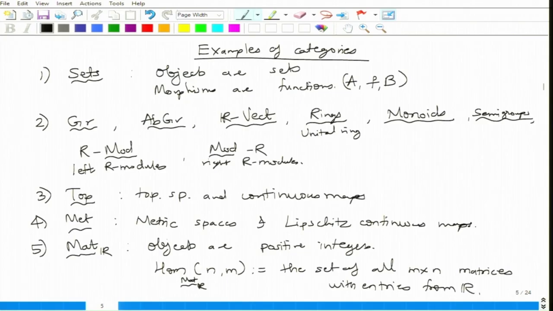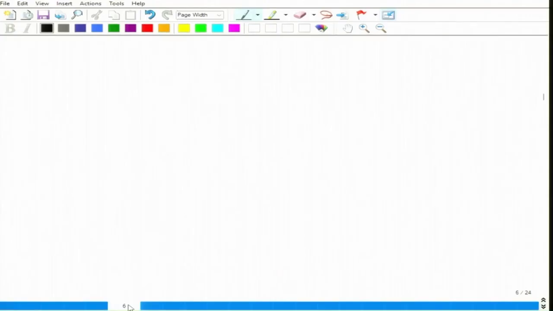Now, this example I have included to show you that not everything has to be a function. m and n are just numbers, nothing more. Objects can be anything, morphisms can be anything, and here, what is the domain? When I say m cross n matrices, the number of columns is the domain. That's not how you normally think about it, right? Number of columns and number of rows. This is a different way of looking at things. I'll do one more example and then we'll stop for today.